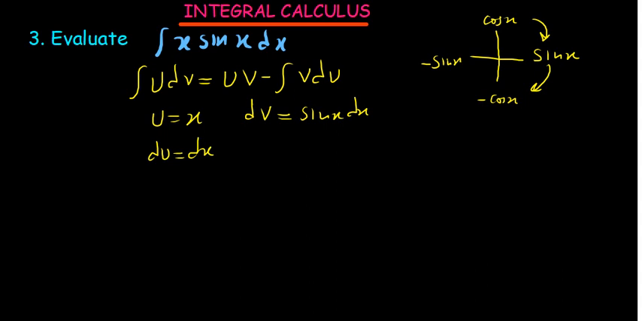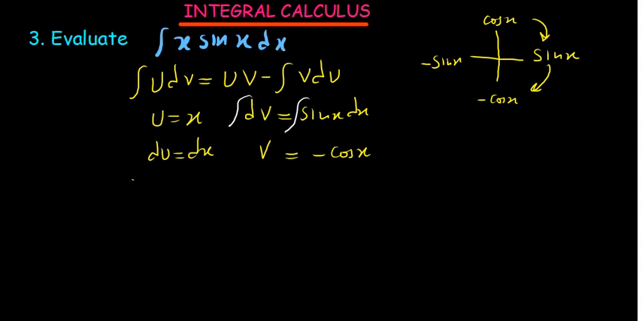To find v, we are going to integrate both sides. So integrate here, and also integrate there. And what is the integral of sine? We can see the integral of sine is negative cosine. So that will be negative cosine of x.